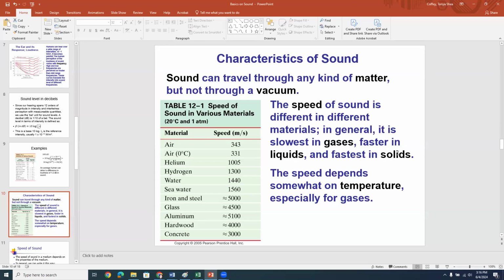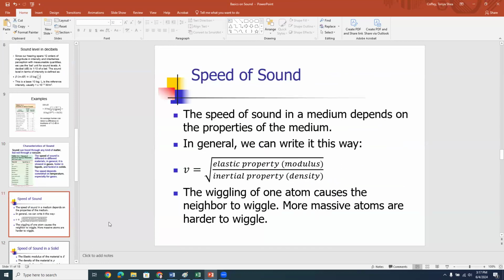I'll show you an equation for that in a second. The speed also depends a little bit on temperature, but that's especially true for gases. It's actually a faster speed, 343 meters per second at room temperature versus at 0 degrees Celsius. And there's an equation that we have to describe that in a second.